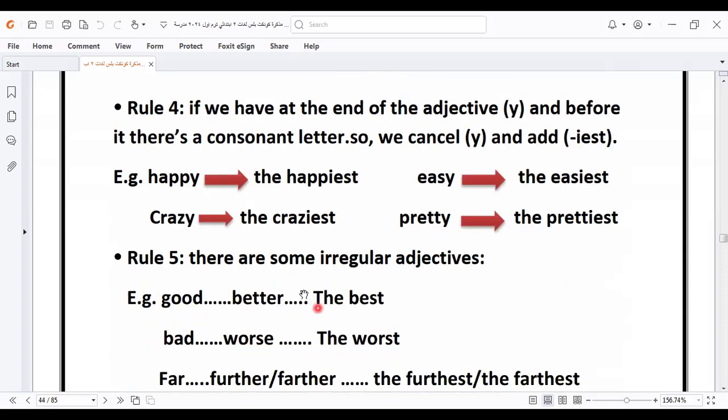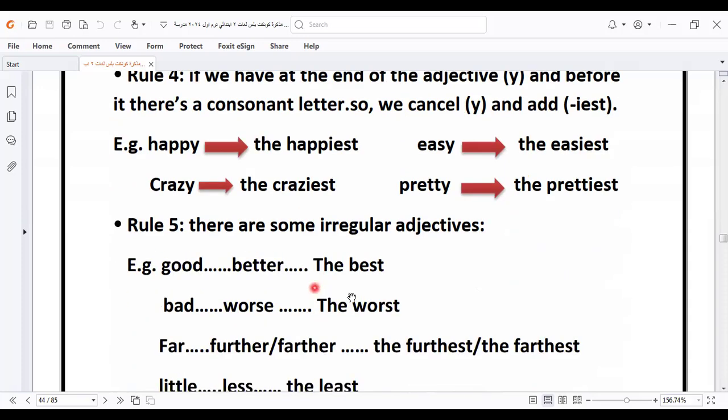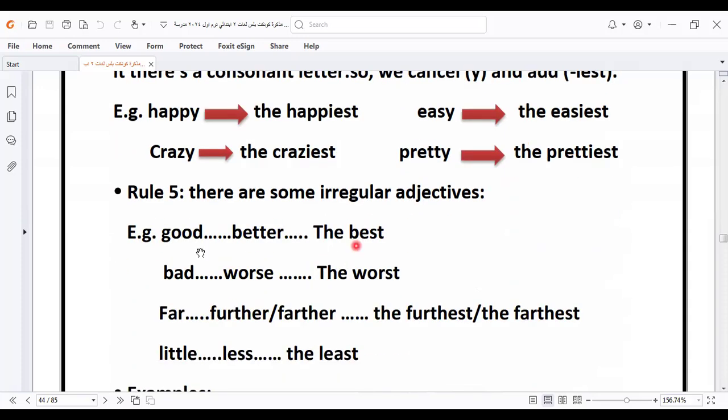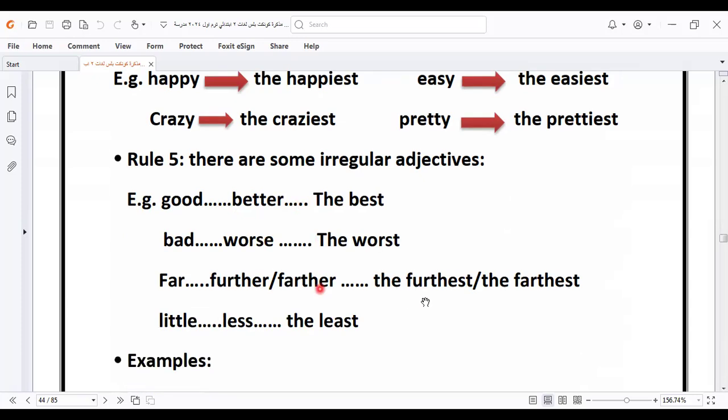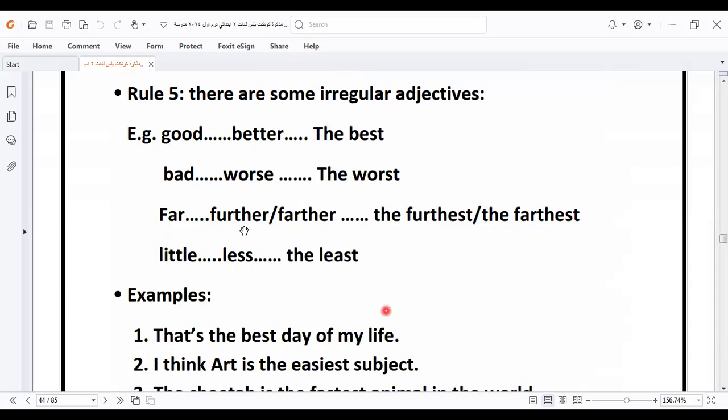We have some irregular adjectives here. We use them in superlative form: good, better, and here we have better than the best, worse than the worst, far, farther than the farthest, or the furthest, like this. Farthest can be written in two ways: farthest or furthest. Those are correct. This is the list.